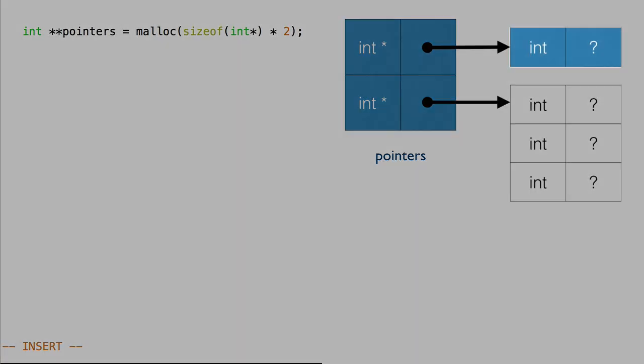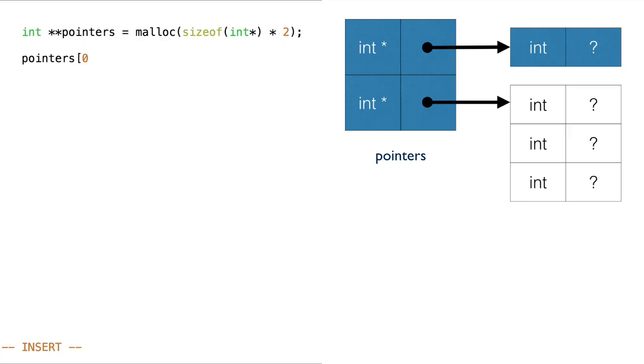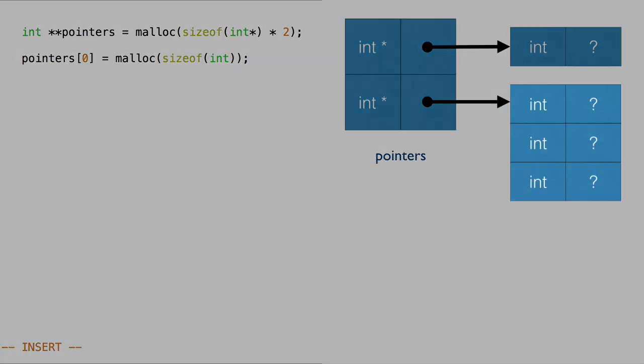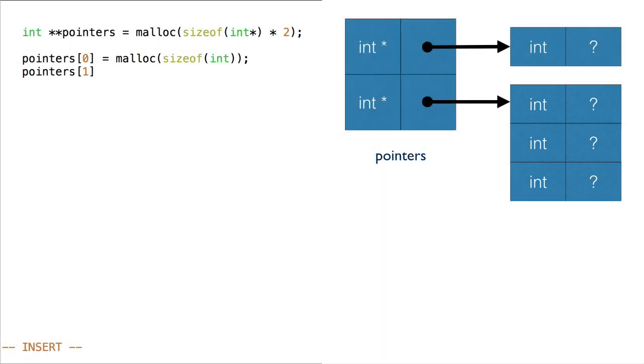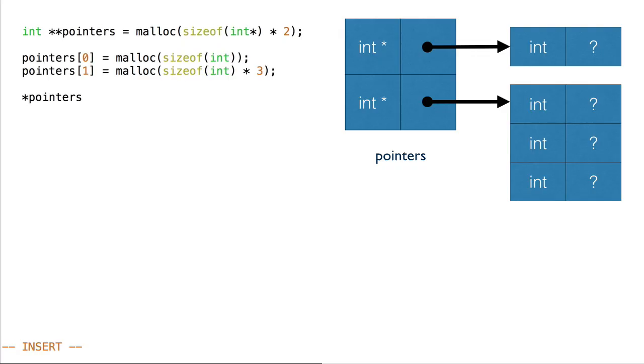Now we need to allocate the subarrays. We'll allocate each one individually. To allocate space for the single integer, we need to malloc one int. We assign the pointer that is returned to pointers at 0. We still haven't allocated any space for this array of 3 integers. To do that, we call malloc again, asking for enough space for 3 integers, and assign the returned address to pointers at 1. Now we have the space fully allocated, so let's set the values of some of these integers.